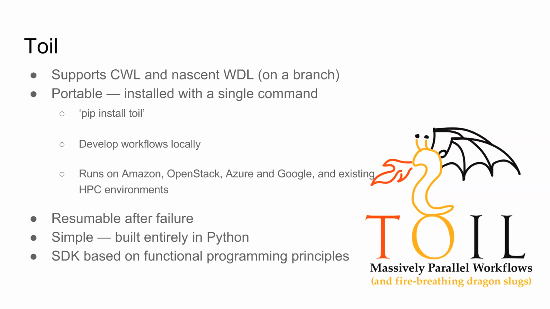And if the compute that you're using fails, you're always able to go back to the last checkpointed state, and that checkpointing is extremely fine-grained. You can lose any combination of nodes or even the master process that's running those nodes, and you can pick it back up, providing the database that's tracking the state has not been corrupted. It's simple. It's built entirely in Python, and as I mentioned, there is a nice SDK in Python that uses a sort of functional programming design, but we don't have time to get into that.